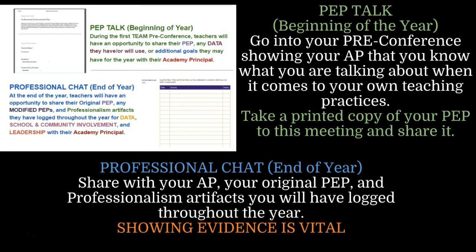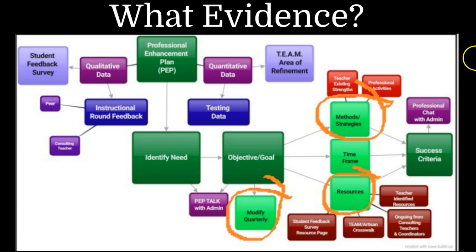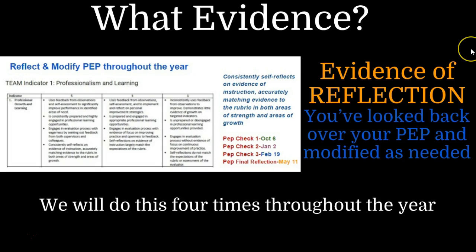Showing evidence is vital to this whole thing. So what evidence? Well, you want to show that you have been modifying as needed your objective, your goal. You are wanting to show evidence that you've sought out methods and strategies that will help you, and where you found those methods and strategies. It's the same with the resources, finding resources that will help. Evidence of reflection. You've looked back over your PEP and you've modified it as you needed to do so. We're going to give you 4 times throughout the year to do that. We'll sit down as a content team and do that.